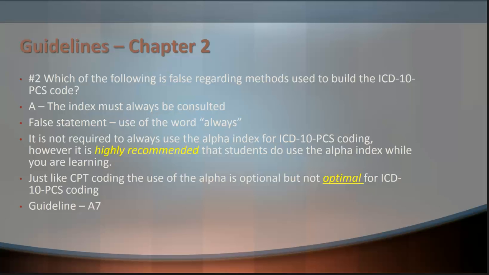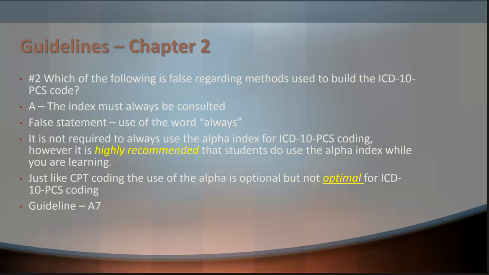The statements in your textbook are given: A is the index must always be consulted. B is all 7 characters must have values associated with them. C, the code tables must always be referenced. D, values can have different meanings in a given body part. So which one of those statements is false? When we look at the guidelines and the rules and how ICD-10 PCS was structured and created, the only one of those 4 statements that is false is A. Again, A reads, the index must always be consulted, and that is a false statement.